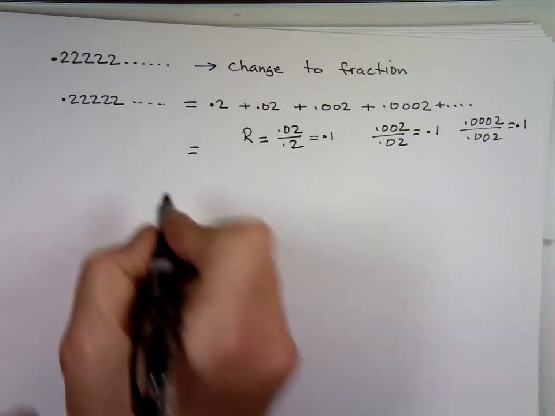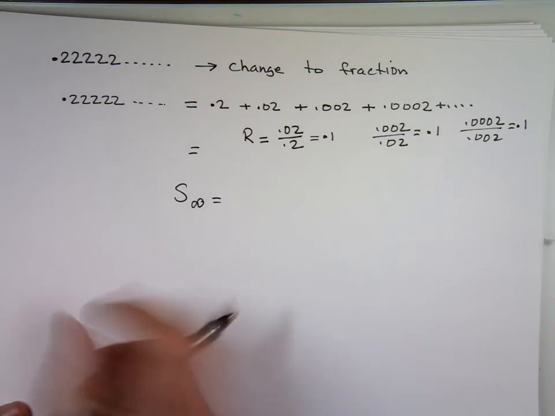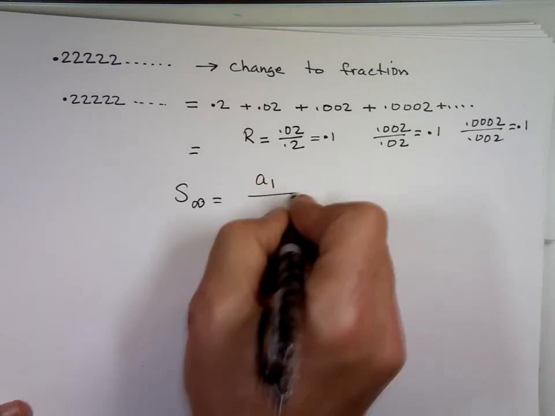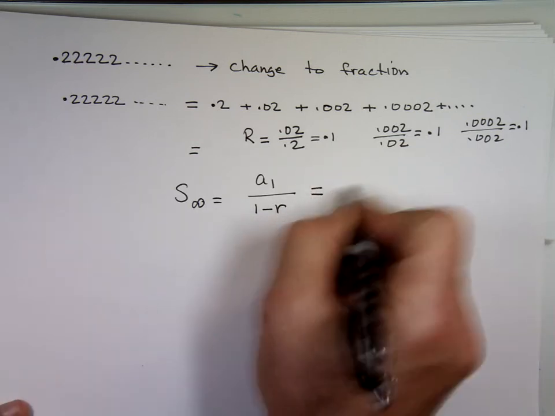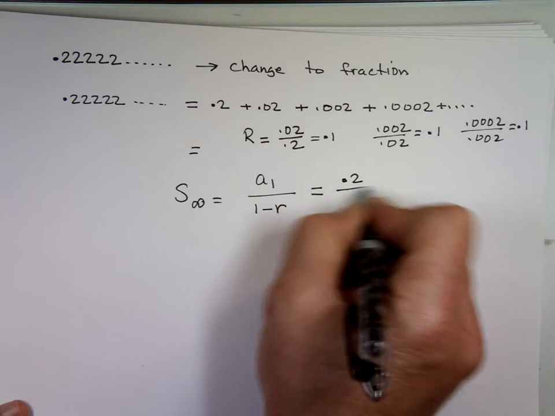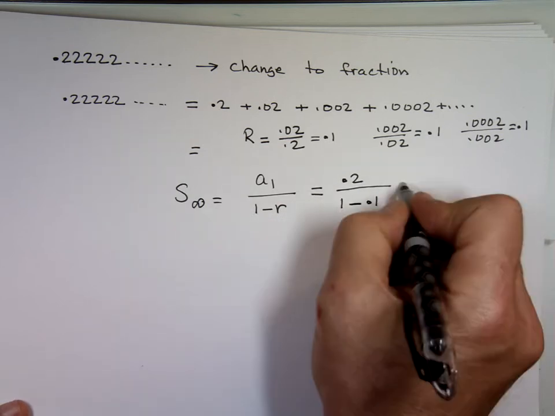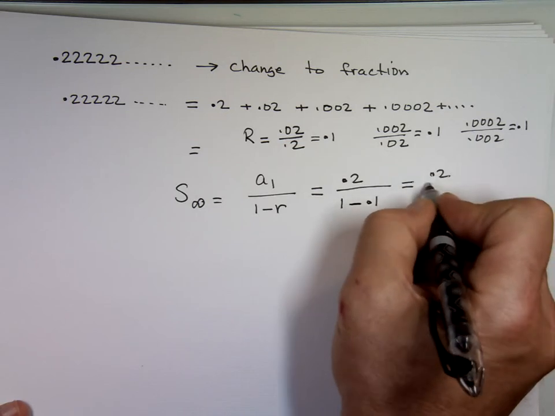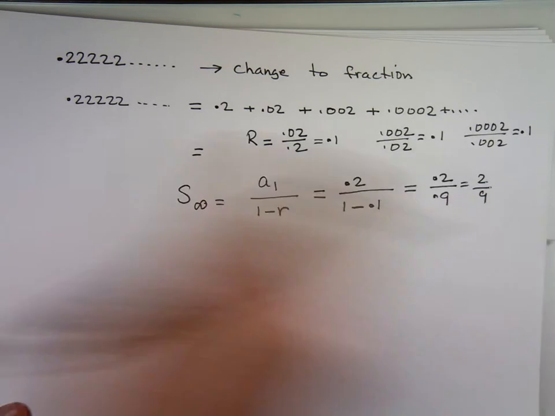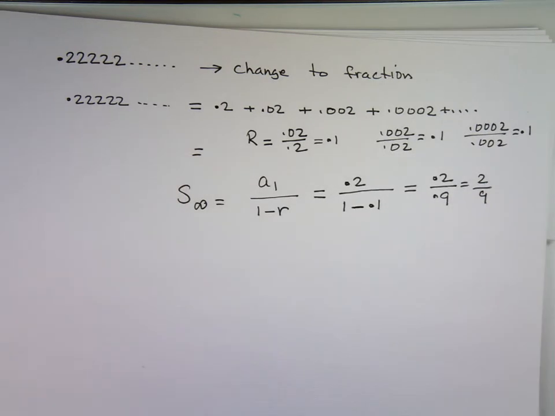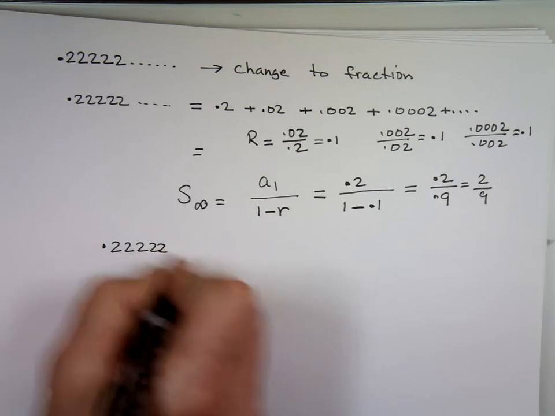So what's the sum of that, all of them if you add them to infinity? Well, the equation says that's a1 over 1 minus r. What's my a1? 0.2. What's r? 0.1. What do we have? 0.2 over 0.9, which is 2 over 9. And that's the answer for 0.2222. That's kind of cool.